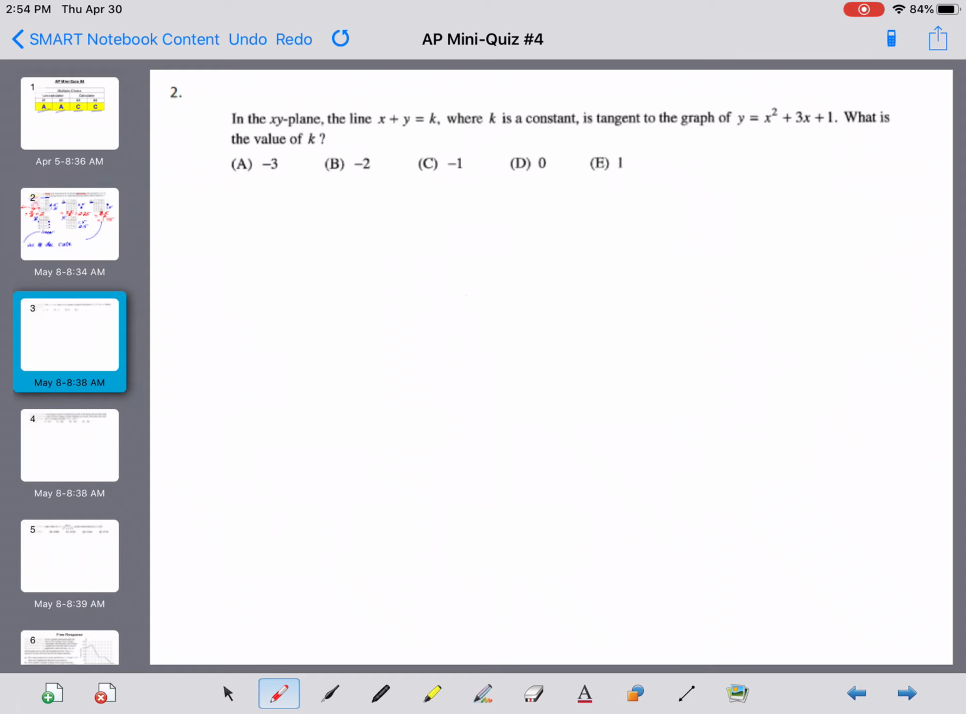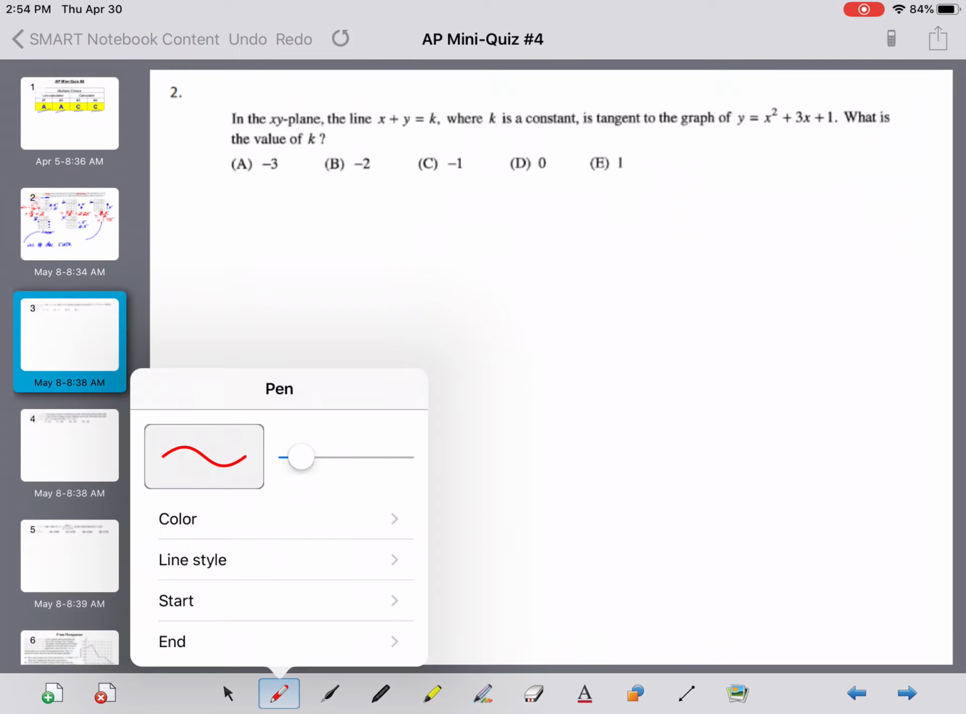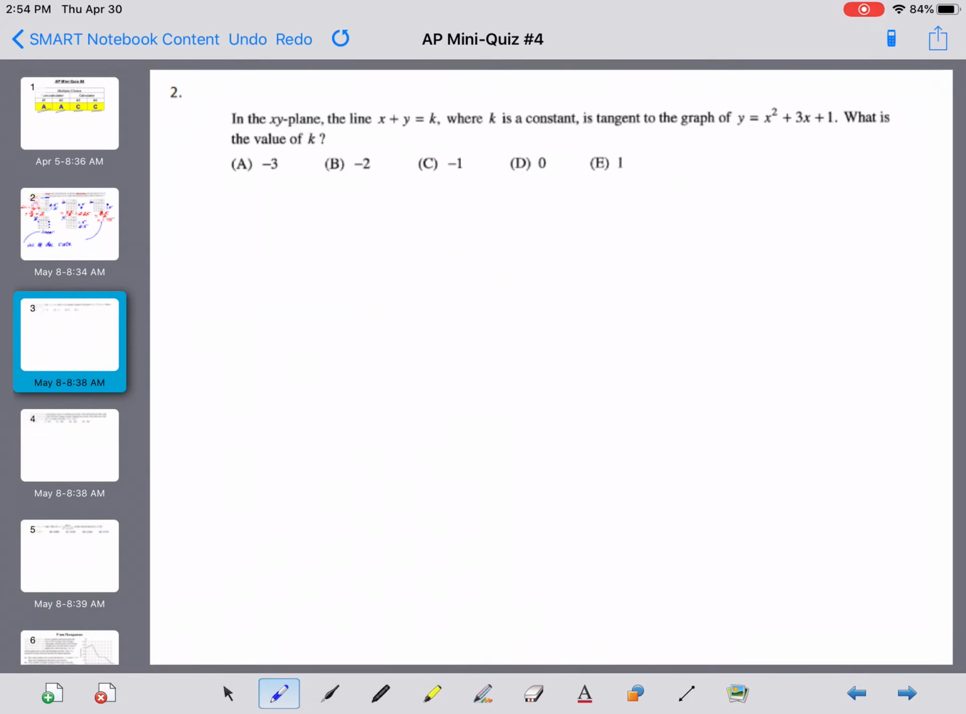All right. Let's take a look at number 2. What do we have going on right here? In the xy plane, the line x plus y equals k, where k is a constant, is a tangent to the graph of y equals x squared plus 3x plus 1, and they want to know the value of k. Okay, so let's play around with that a little bit.